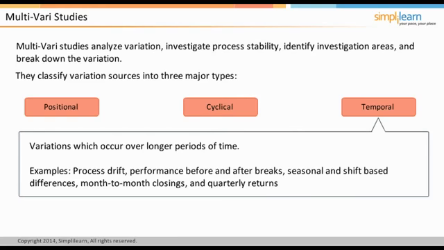Temporal variation occurs over a longer period of time, such as machine wear and tear, and changes in efficiency of an operator before and after lunch. Temporal variations may also be seasonal. If the range of positional variation in a piece is more in winter than in summer, it is an example of temporal variation. The variation may occur because of unfavorable working conditions in winter. Process drift, performance before and after breaks, seasonal and shift-based differences, month-to-month closings, and quarterly returns can be examples of temporal variation.